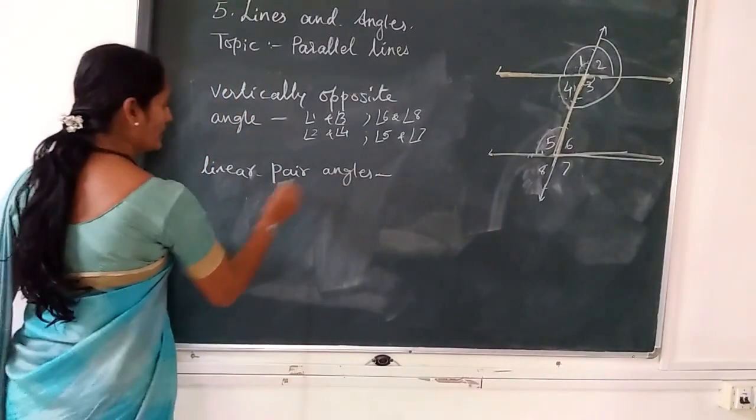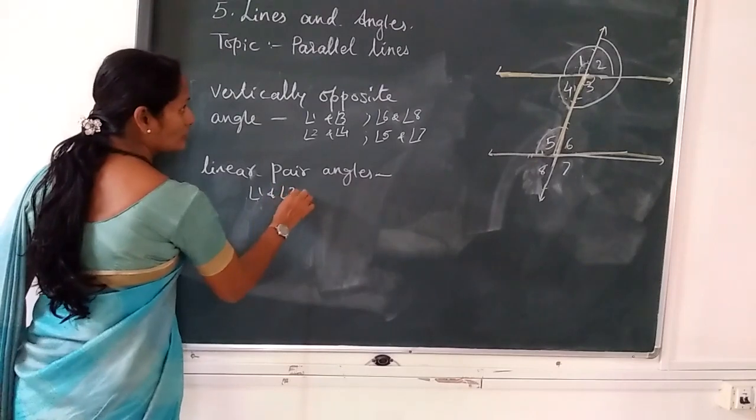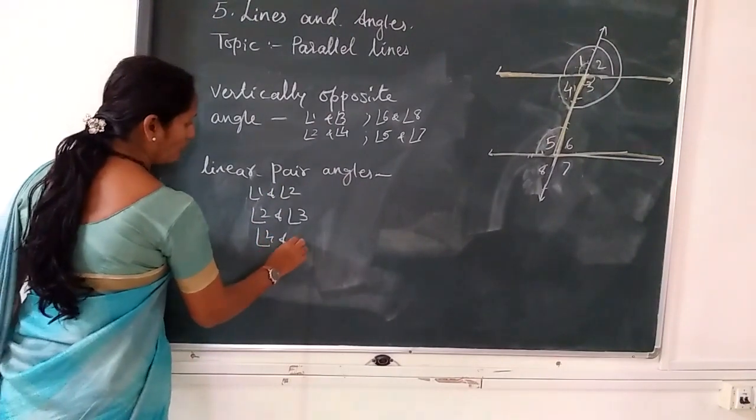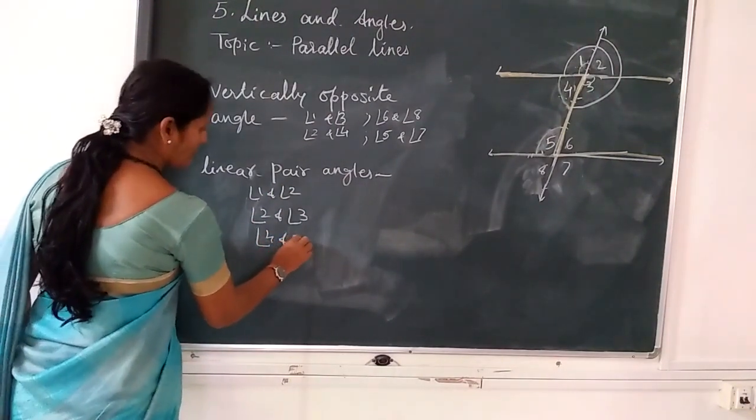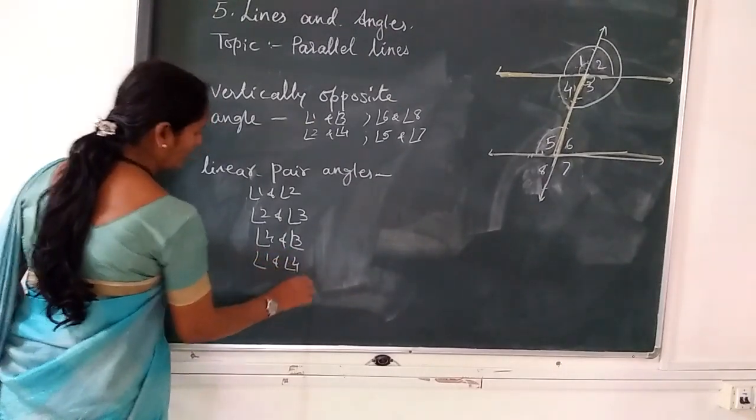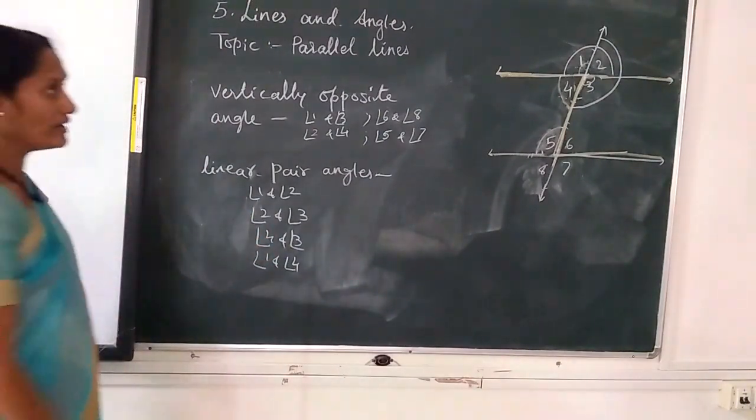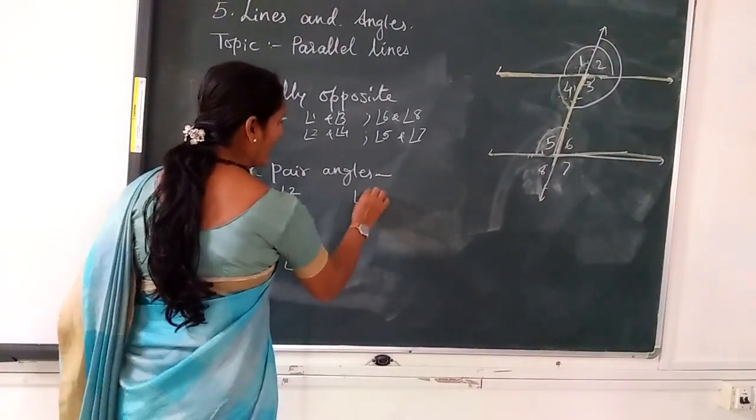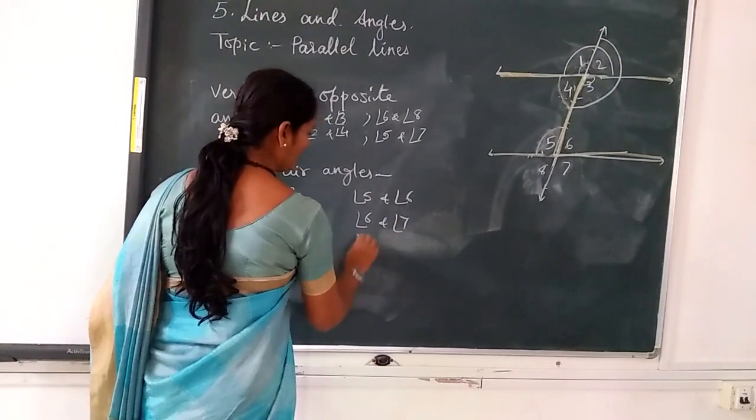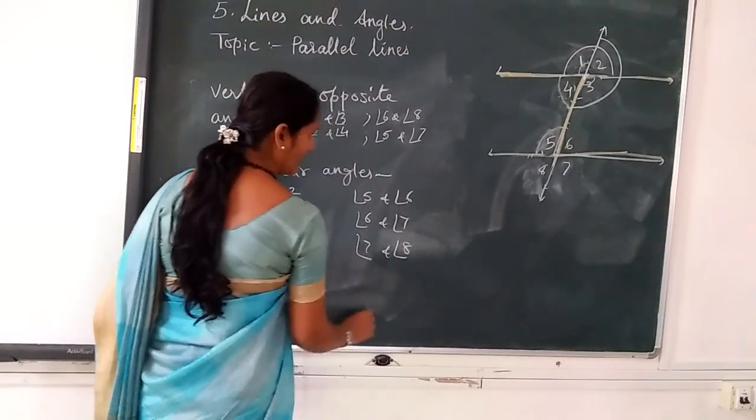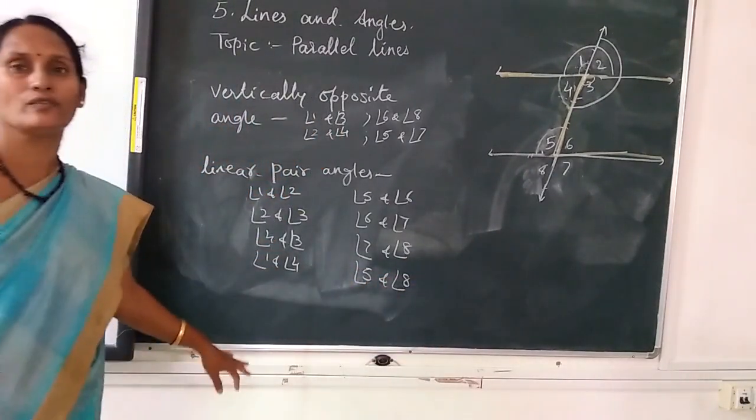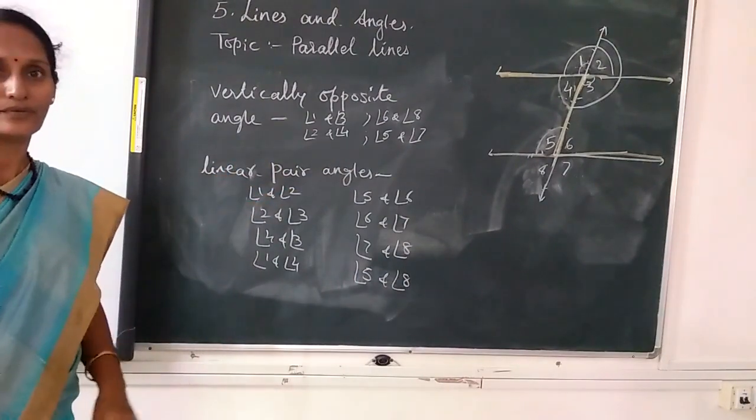So let me write down. For linear pairs: angle 1 and angle 2, angle 2 and angle 3, angle 4 and angle 3, then angle 1 and angle 4. These are the linear pairs you have got at one intersecting point. Another you will get: angle 5 and angle 6, angle 6 and angle 7, angle 7 and angle 8, angle 5 and angle 8. So these are the linear pairs that you will get in this figure.